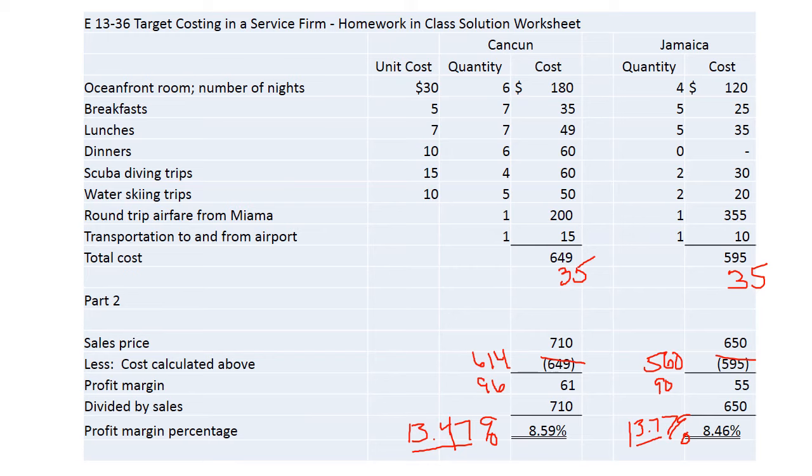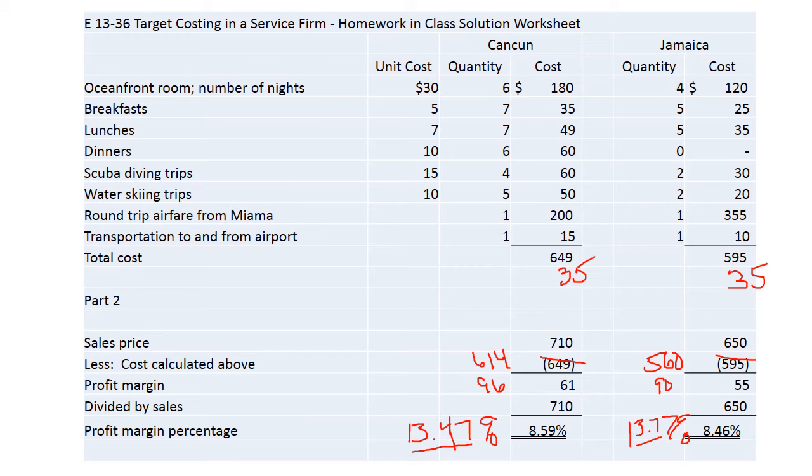So part 3 wants to know two ways that you could cut the cost to get your profit margin back up to 13.5 or 13.8% profit margins. So what you're doing is going back through here and looking for $35. For Cancun, ideally, the first thing you want to do is go and talk to the customers.